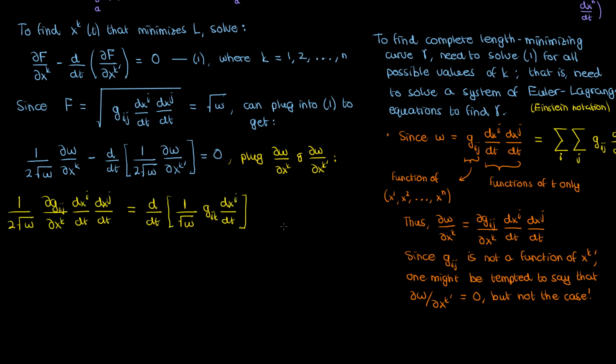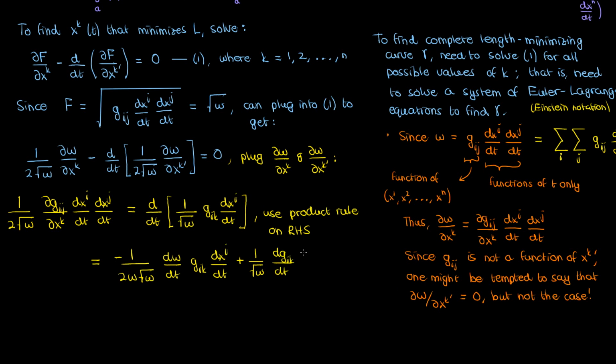Note that I've moved the derivative in t term to the other side of the equality here. And speaking of this derivative in t term, let's evaluate it. We'll need to use the product rule on the w term, the g sub ik term, and the t derivative in the x super i term. When we do that, this is what we get.